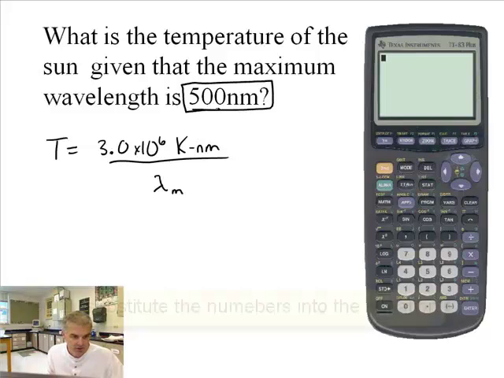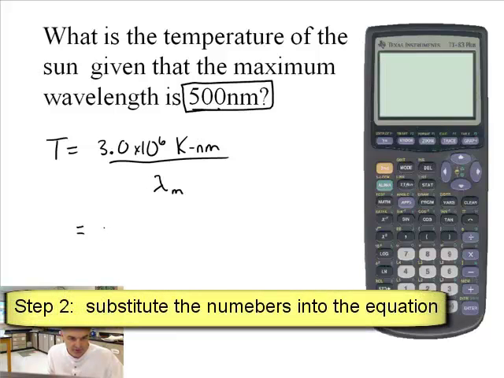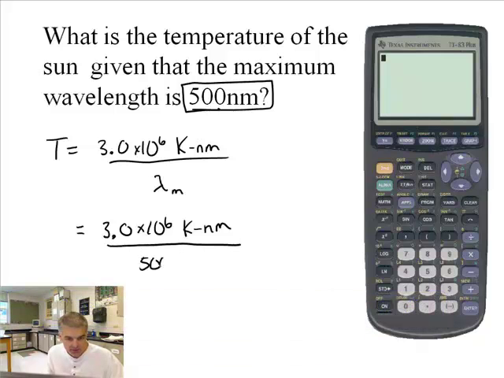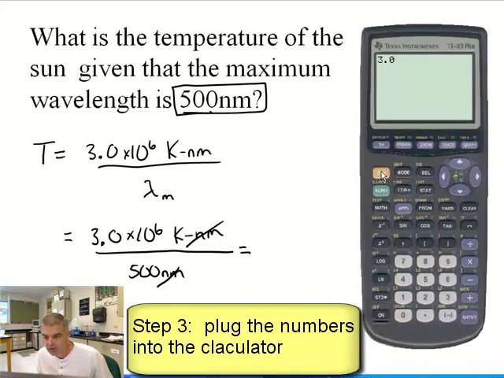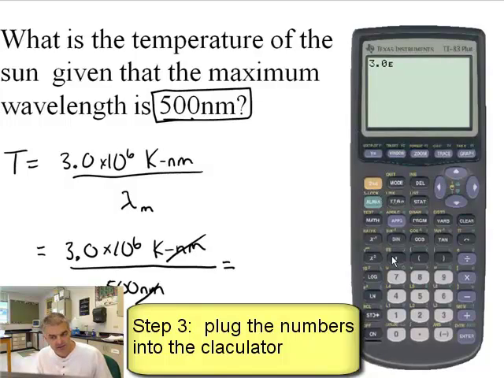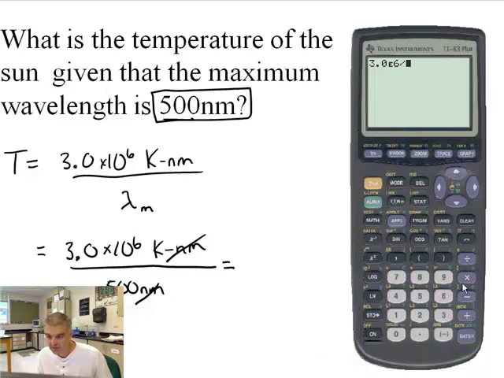Well, all we have to do is plug in 500 nanometers into this equation. So I'm going to substitute in my numbers. Substitution is a good thing. 3.0 times 10 to the 6th Kelvin nanometers divided by 500 nanometers. What's going to happen is my nanometers are going to cancel, and I can then get the answer. So let's go over to the calculator, and I'm going to type in 3.0. And I'll do second function e. Remember, I do not say times 10. I do second function e for the times 10 to the 6th. And I'm just going to divide it by 500.